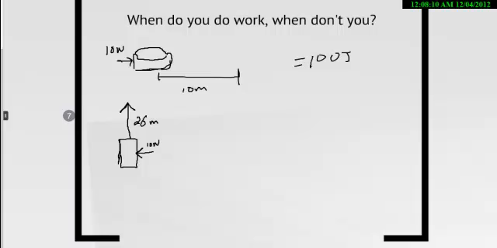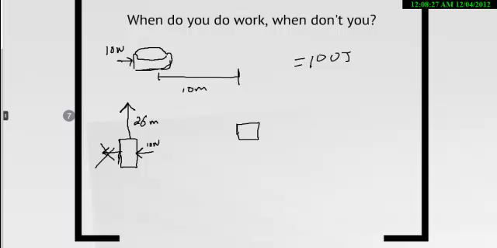But let's say this car doesn't move to the left. It does not move to the left. Did I do any work? The answer is no, because even though I applied a force, the object didn't move in the same direction as my force. One more example, and they like to give this example in the book.